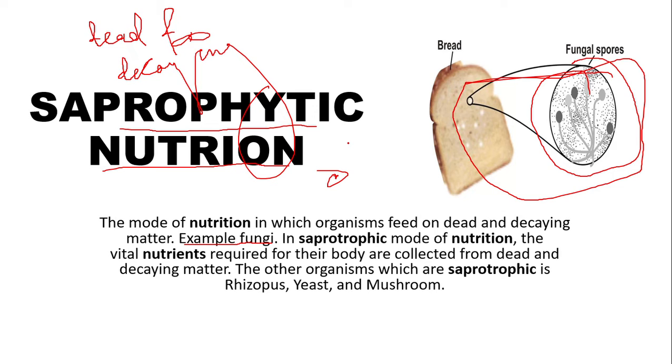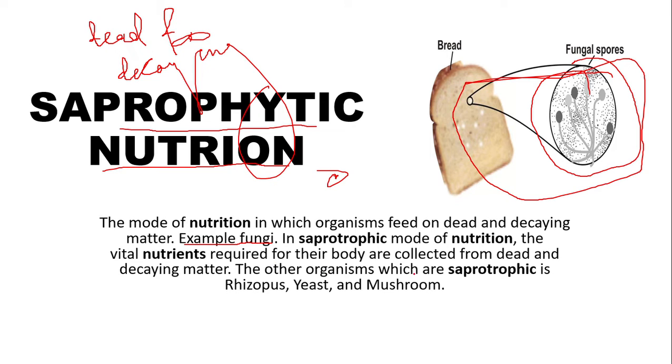I will let you know with this example. Our body requires certain minerals, salts, and vitamins. For example, to cover vitamin A, we take leafy vegetables. In that way, we take certain foods to cover certain minerals and vitamins. In the same way, these saprophytic organisms get the vital nutrients required for their body from dead and decaying matter only.